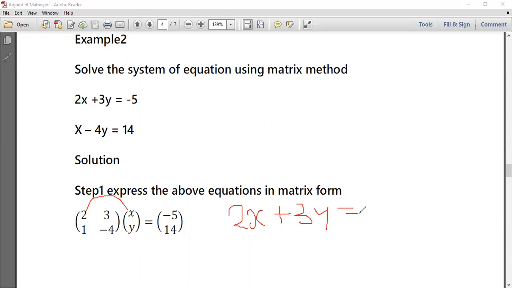And it is equal to minus five. If you do this other one, one times x is x, and minus four times y is minus four y, and it is equal to 14. You can see it's the same thing. So this is just the matrix form of this system of equations. Obviously.